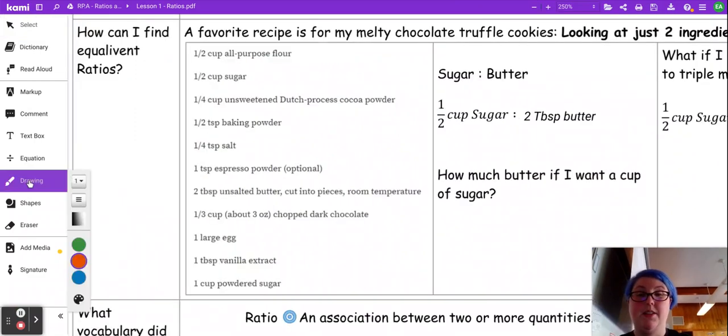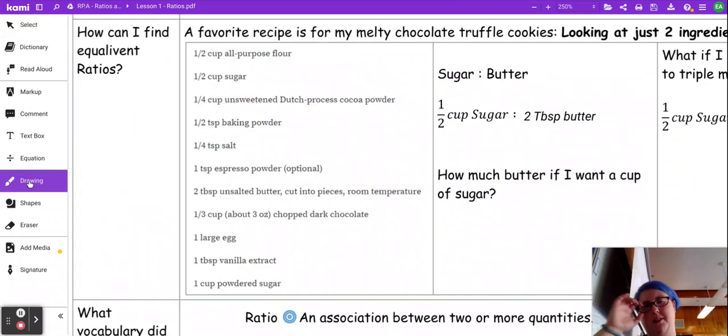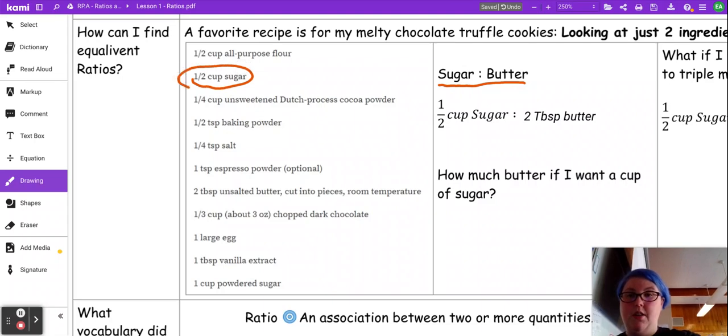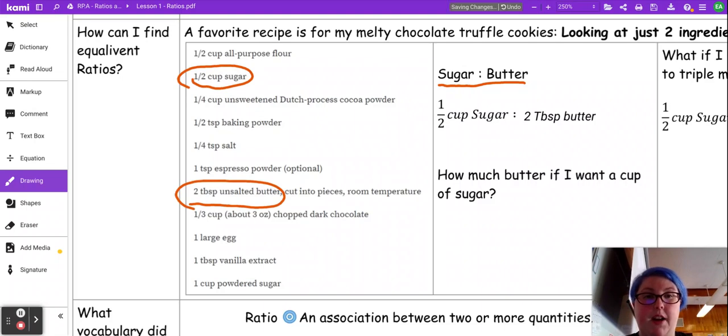This is Mr. Meyer's favorite holiday recipe for melty chocolate truffles. We are going to be looking at our sugar and butter ratio. So I know we have 1/2 cup of sugar and we have 2 tablespoons of unsalted butter. So we are going to use that colon right there, the 2 dots, to represent it. For every 1/2 cup of sugar, there are 2 tablespoons of butter.